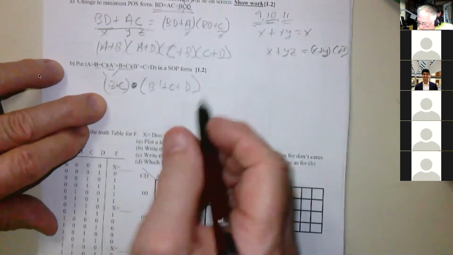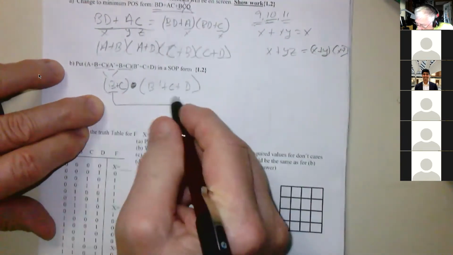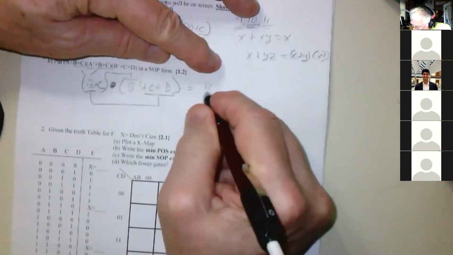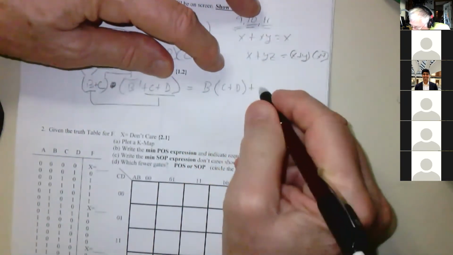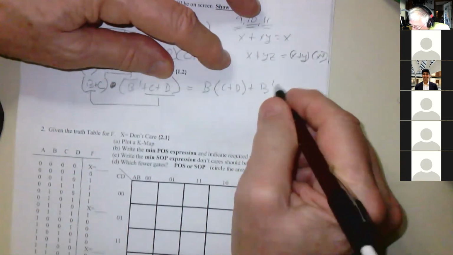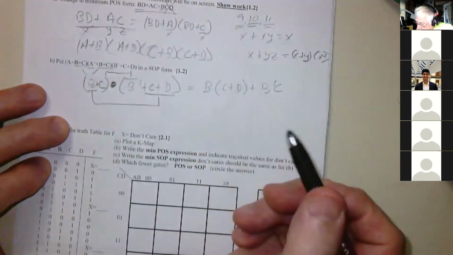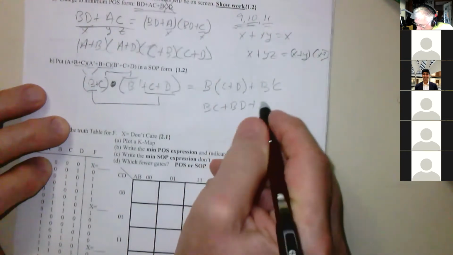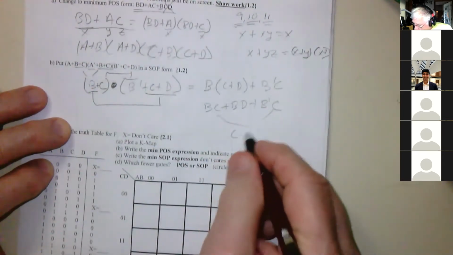So we could use the multiplying and factoring. We could hook up B with that and B prime with this, and that would give us B times C plus D plus B prime C. And then we can distribute the B in here and we can get BC plus BD plus B prime C. And then we can combine these two and get C plus BD.